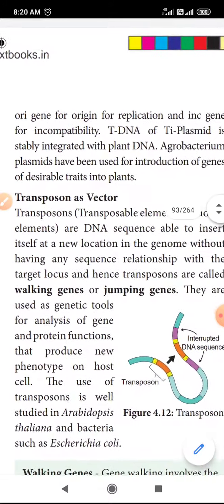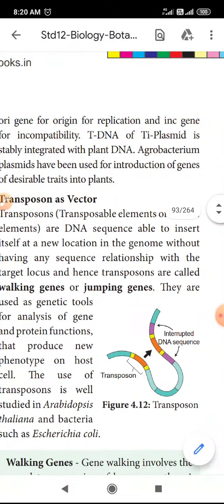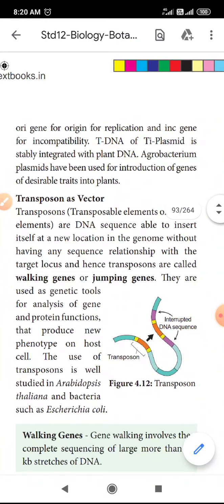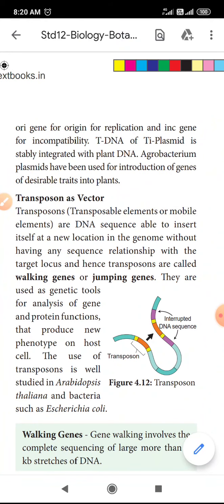In plants, the mainly used vector is Agrobacterium tumefaciens. The T-DNA binds with the plant DNA. T-DNA of the Ti plasmid is stably integrated, stably mixed with the plant DNA.